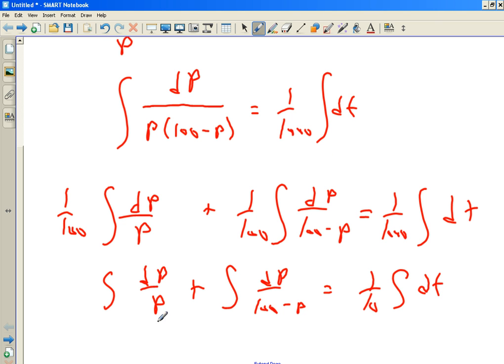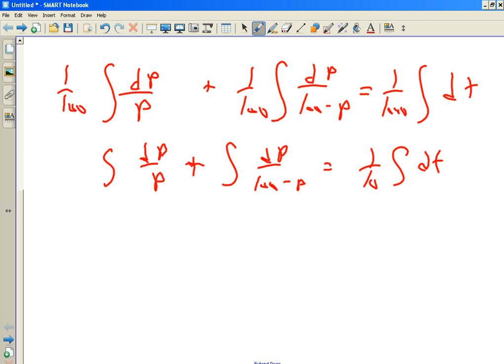Now it's easy. Isn't it? You tell me. What's the antiderivative here? ln absolute p. But p is a population, right? So the absolute value doesn't really matter. It's always positive. Unless p is 0, then this is undefined. But if the population is 0, then you don't have much growth, do you? So we're not worrying about that. P's got to be greater than 0. So that's technically optional, the absolute value. How about here?